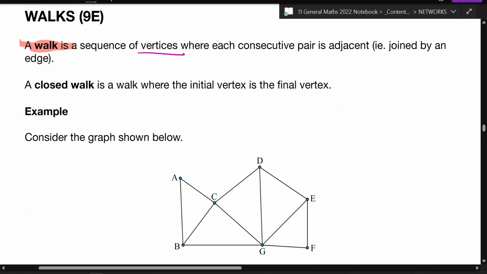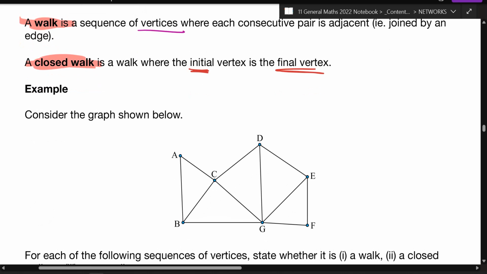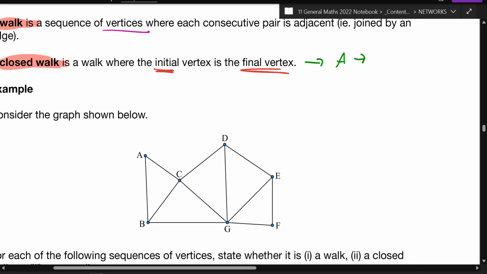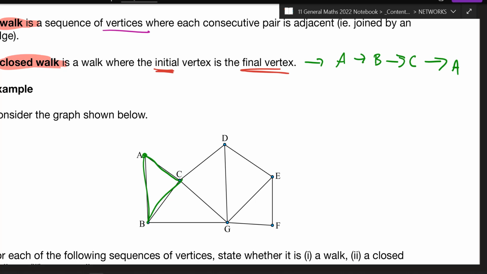A closed walk, okay? This is a new one. A closed walk is a walk where the initial and the final vertex are the same. That means the start and finish have to be exactly the same. So an example of a closed walk in here could be A, then B, then C, then back to A. Because I've gone A, then B, then C, and back to A. That's an example of a closed walk. The start and finish are exactly the same. In this case, it was A.